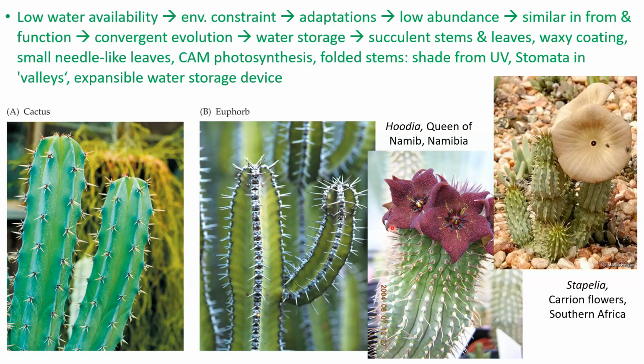And if you look at some of these examples, cactus and euphorbs are completely different plant life forms. They are not related at all. Their phylogenies are quite unrelated, but they look the same. Cactus is North American and South American. Euphorbs are more African. Some euphorbs, I believe, also occur in other parts of the Old World, but cactus is rather New World.